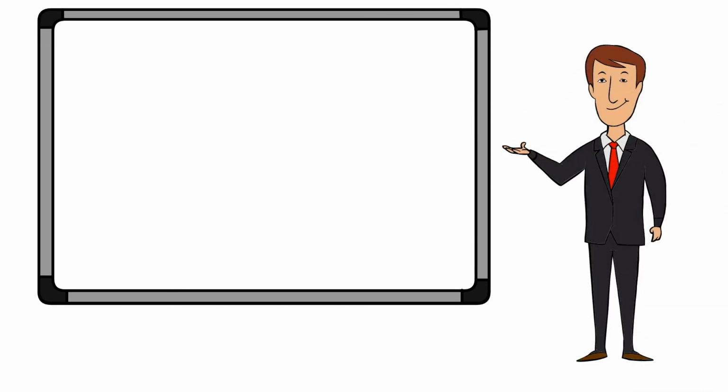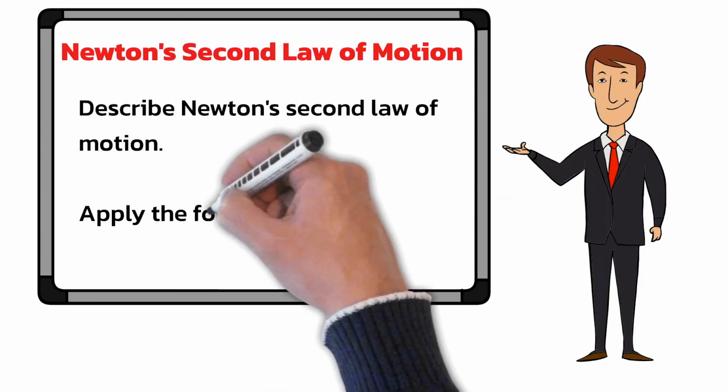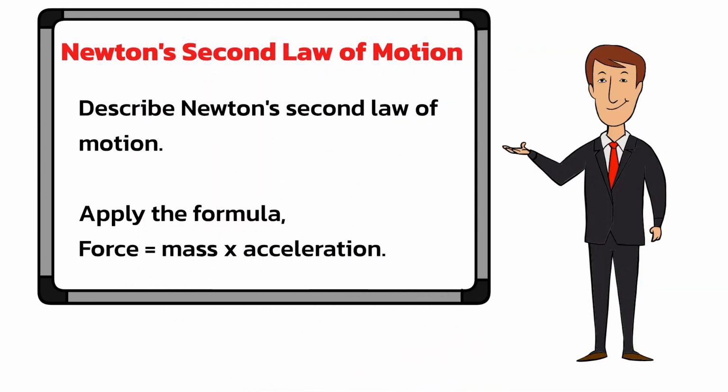So you should now be able to describe Newton's second law of motion and use the formula F equals ma to calculate the force, mass, and acceleration of objects.